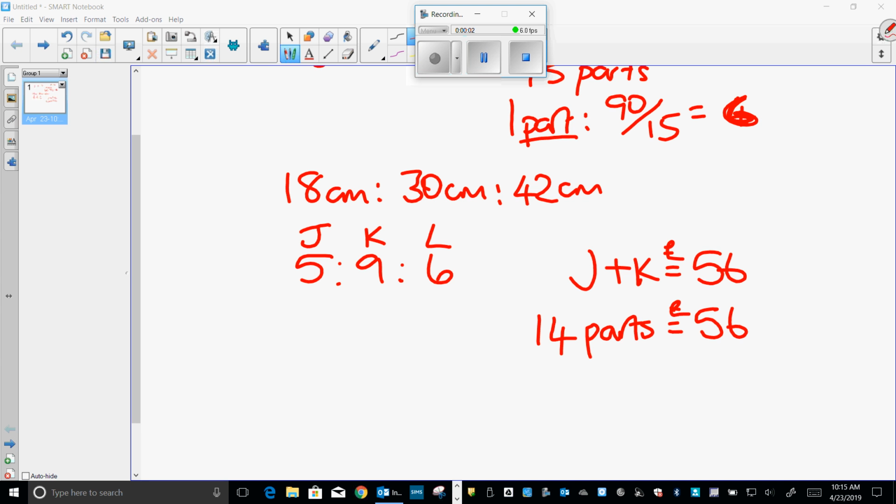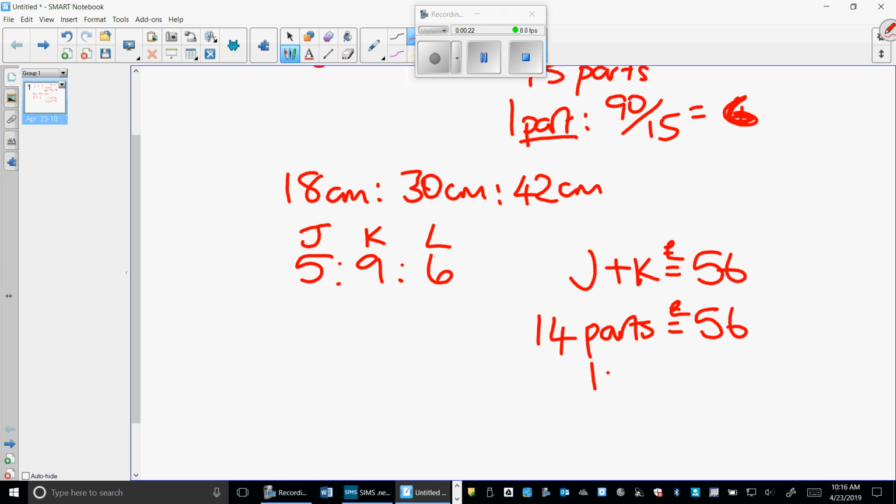Alright, so Jack, Kate, Leela, their ratios are 5 to 9 to 6. We know that Jack and Kate's total is £56. So that means that the £56 is represented by 14 parts. Do you all understand that? Yes? Makes sense, you would be able to do that on your own.